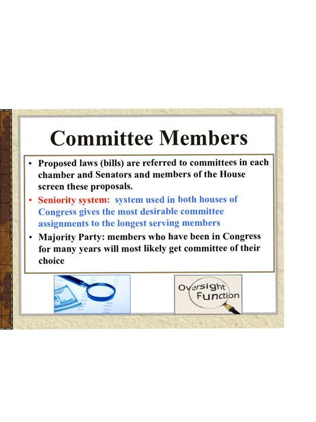Please write down the second bullet on this slide, seniority system. Committee members. Proposed laws, bills are referred to committees in each chamber, and senators and members of the House screen these proposals. Seniority system. The system used in both houses of Congress gives the most desirable committee assignments to the longest serving members of the majority party. Members who have been in Congress for many years will most likely get the committee of their choice.